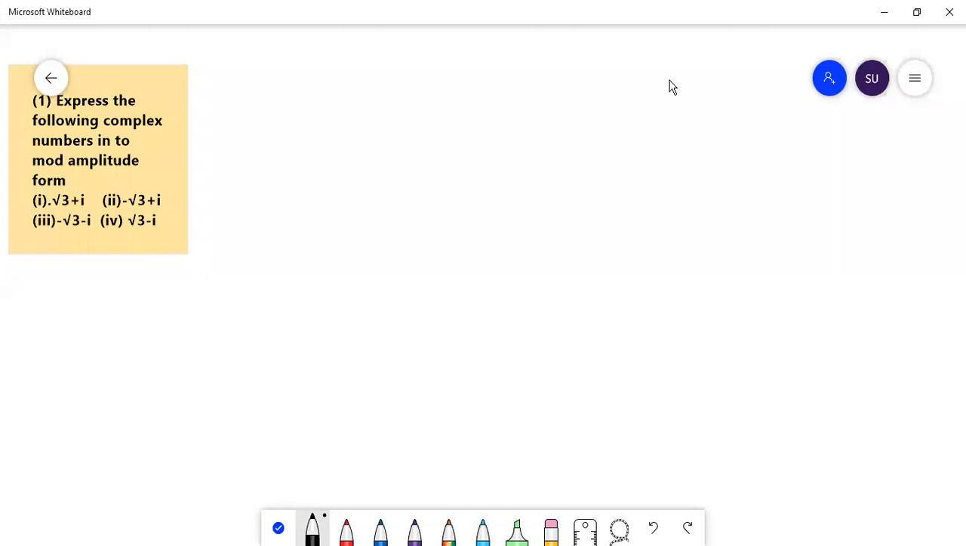Question number 1. Express the following complex numbers into mod amplitude form. First, what is the mod amplitude form of a complex number? Suppose z is equal to x plus iy, this is the standard form of a complex number. Then r into cos theta plus i sin theta is the mod amplitude form of a complex number.